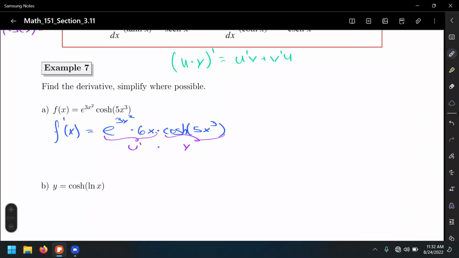For the next part, that's the v prime. In this case, the v is the hyperbolic cosine, and its derivative is sinh. Be careful, it's not negative like in trigonometry. In trigonometry, it was a negative sign, not in hyperbolics. So it's sinh 5x cubed, but because this is a composite function, we need to multiply by the derivative of 5x cubed, which happens to be 15x squared.